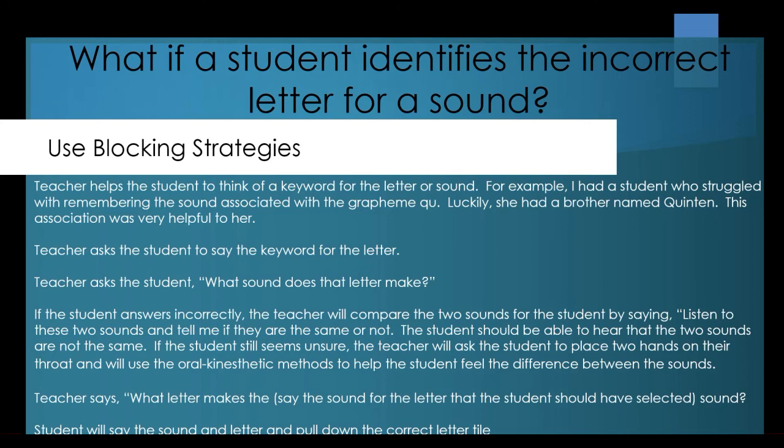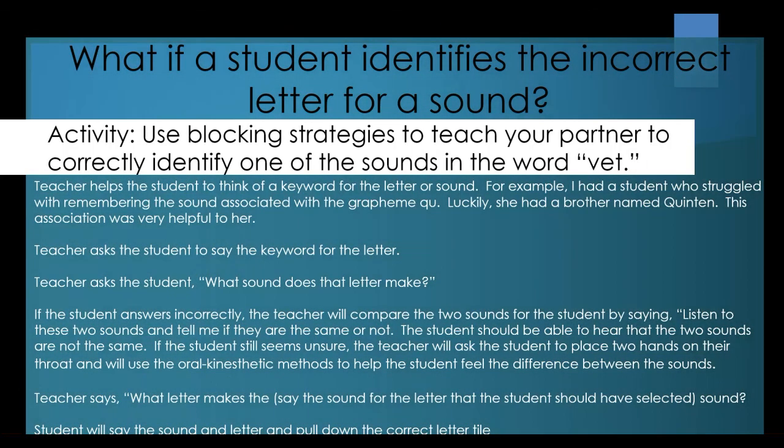If the student answers incorrectly, the teacher will compare the 2 sounds for the student by saying, listen to these 2 sounds and tell me if they're the same or not. The student should be able to hear that the 2 sounds are not the same. If they seem unsure, the teacher will ask the student to place their hands on their throat, and then you can use the oral kinesthetic method to help the student feel the difference between the sounds. And once the confusion is resolved, the student will pull down the correct letter tile and off you go.